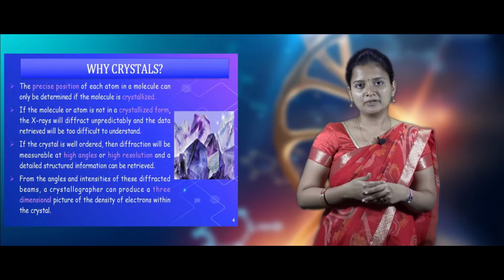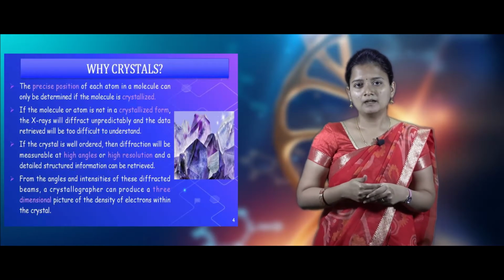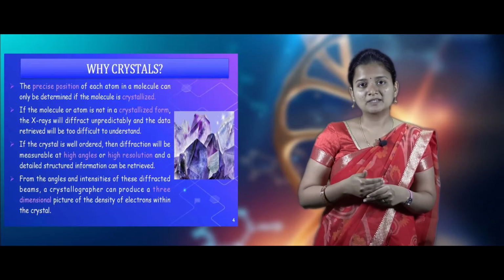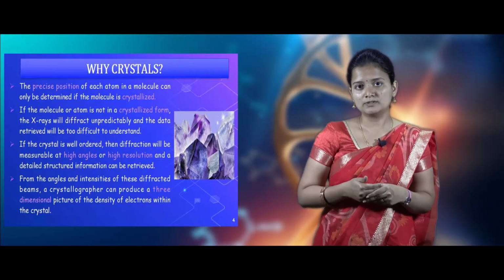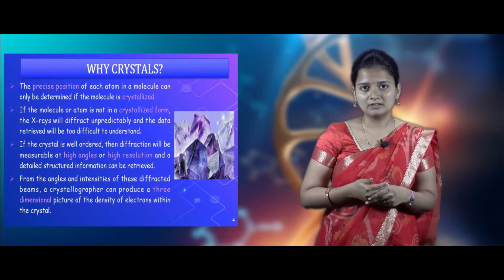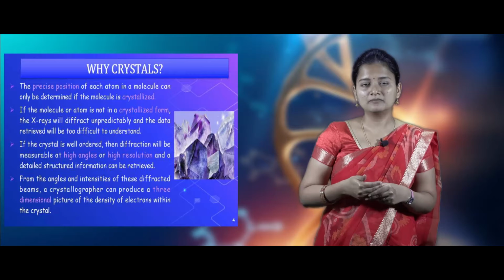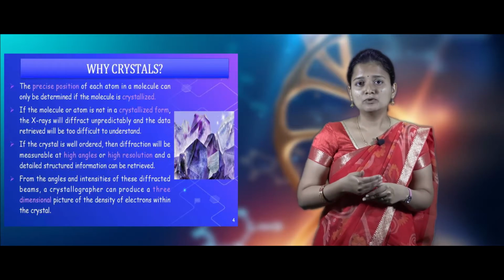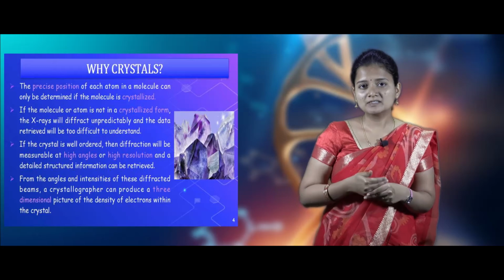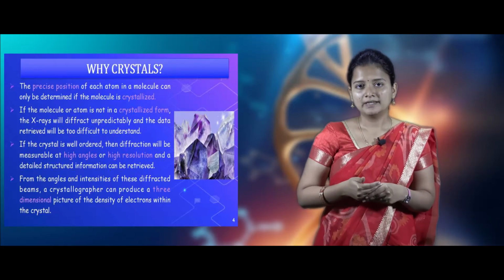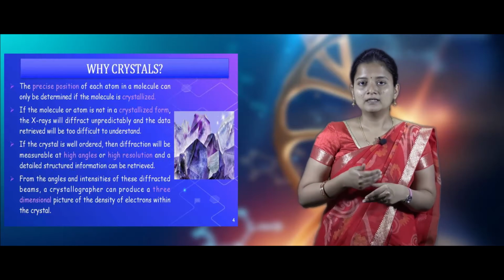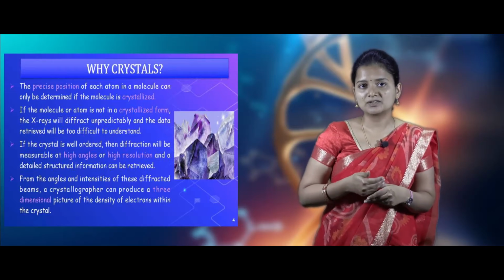In X-ray crystallography, why is the crystal structure so important? The precise position of an atom or a molecule can only be determined if the crystal is pure and well ordered. If the molecule does not have a very good crystal structure, then the diffracted X-ray beam will be unpredictable, and from those data we will not get any appropriate results. And if the crystal is ordered, then the diffracted beam can give rise to high resolution or high angle data that can help us find the 3D structure of the crystal.